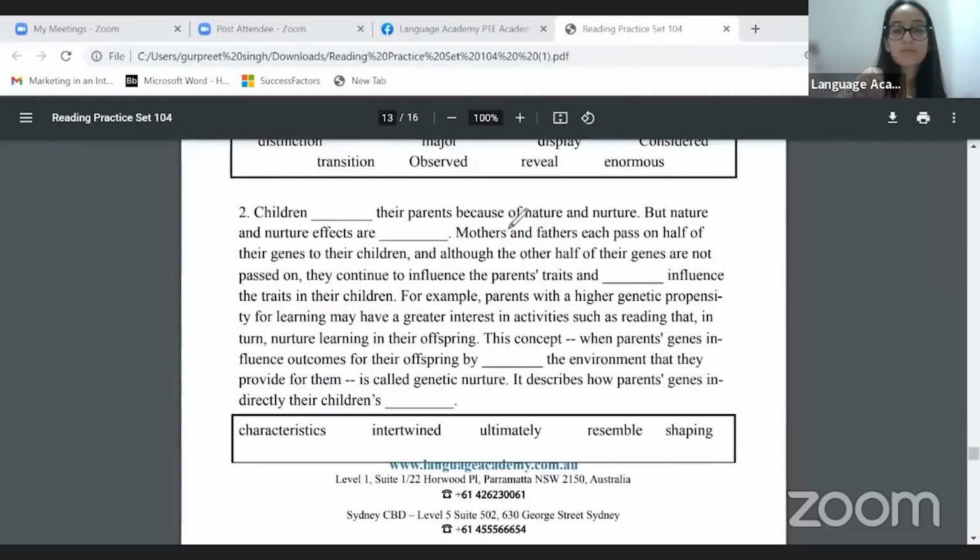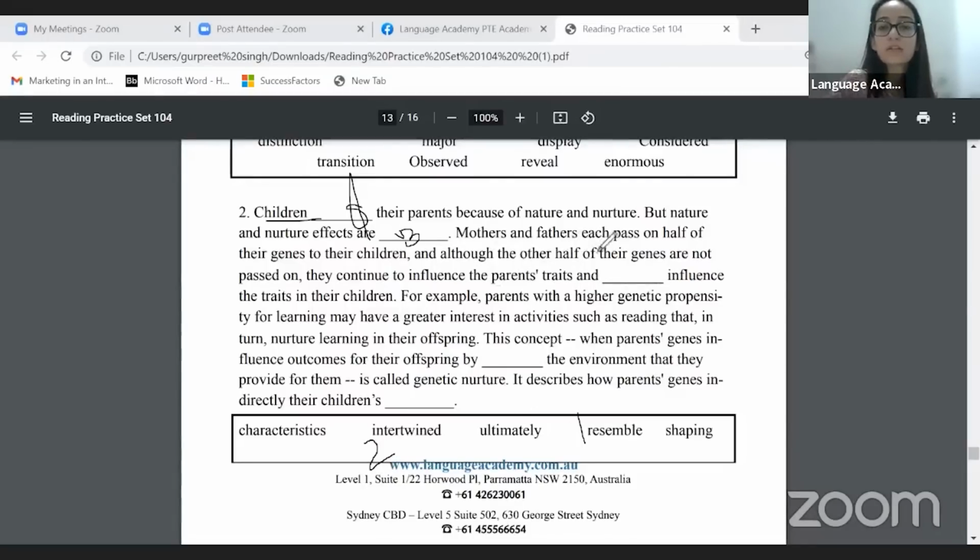Children dash their parents because of nature and nurture. So children is plural. We need a verb without s. And the only verb that we have without s is resemble. Resemble means look same. So children resemble their parents because of nature and nurture. But nature and nurture effects are dashed. So with R comes V3. How many do we have? Only one. Intertwined means connected with each other, mixed with each other.